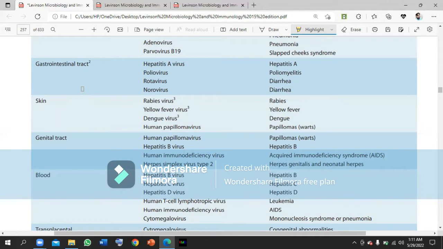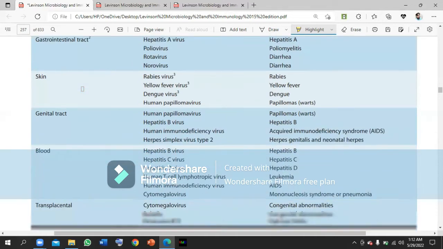The fourth is through blood, through blood transfusion. It includes hepatitis B, C, D, and human T cell lymphotropic virus, and HIV and cytomegalovirus. So these are basically through blood transfusion. If a person is infected, his or her blood gets in contact with the healthy person, so he or she can get the disease.